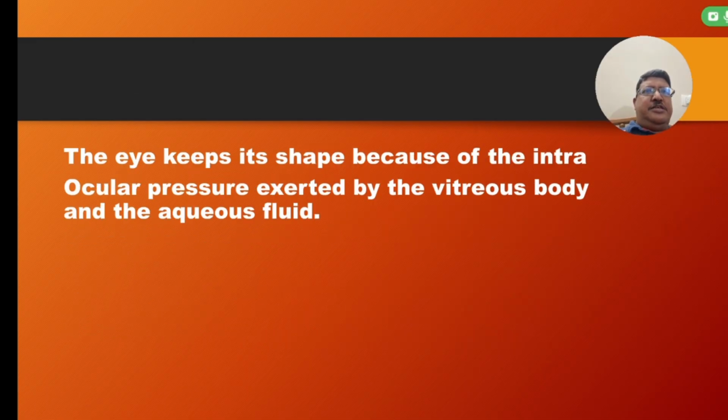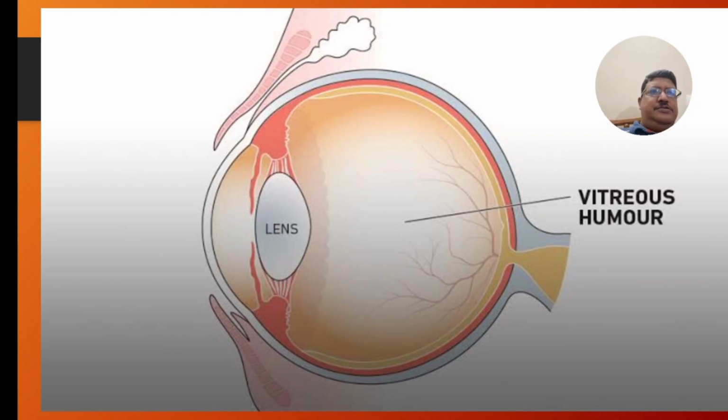The eye keeps its shape because of intraocular pressure exerted by the vitreous body and the aqueous fluid. So this is the vitreous humor.